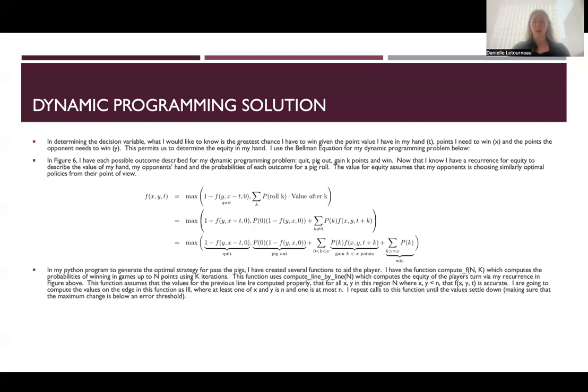This function assumes that the values for the previous line are computed properly, that for all x and y in this region n, where x and y are less than n, that function x, y, t is accurate. I'm going to compute the values on the edge of this function as 3, where at least one of x and y is n, and one is at most n. I repeat calls to this function until the values settle down, making sure that the maximum change is below an error threshold.